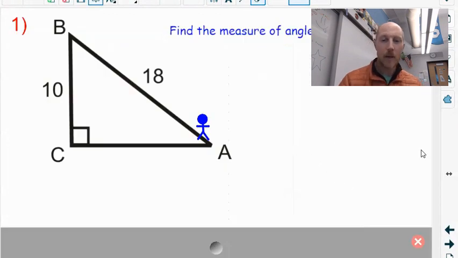So let's look at an example to start off with. We've got a triangle here. We've given two side lengths. I've got a side that's 10, another side that's 18. We're asked to find the measure of angle A.